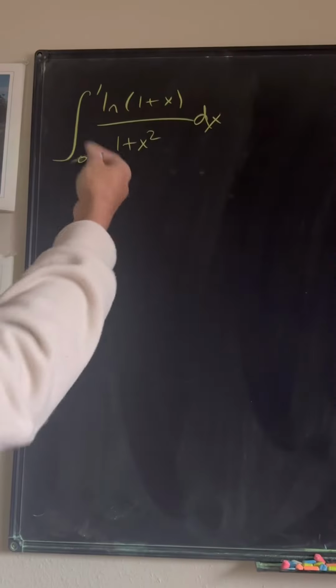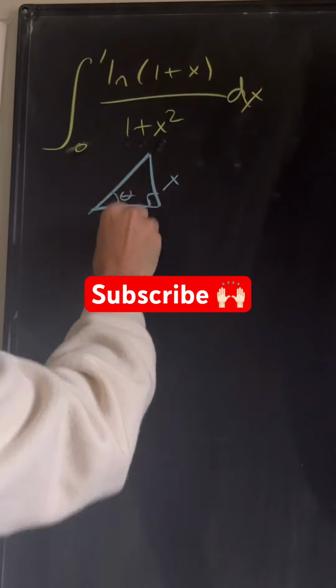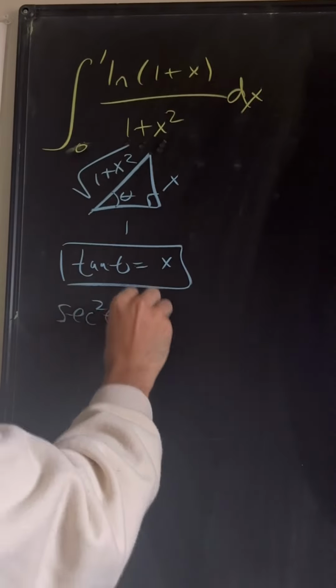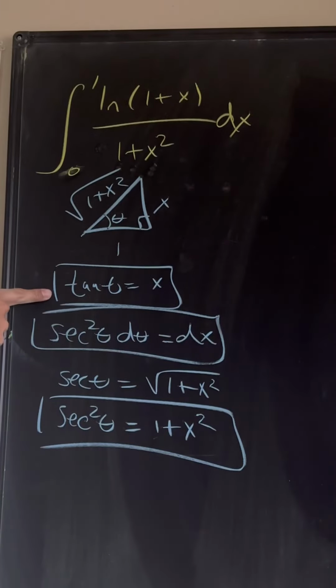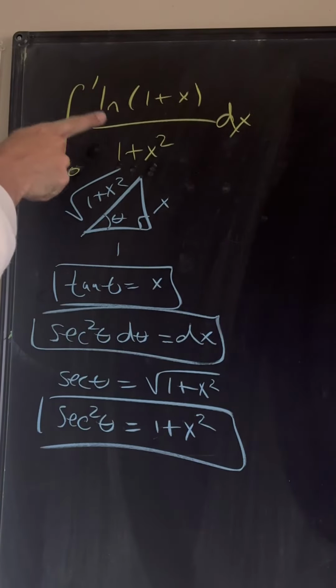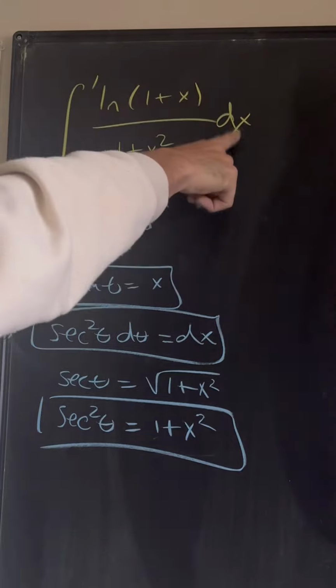So the first step to do is go ahead and use trig substitution. The triangle helps me find my tangent. I found my differential dx, and I found the value for 1 plus x squared. And now we plug in this value in for our x. We're going to go ahead and turn the denominator into secant squared, and then we have our differential.